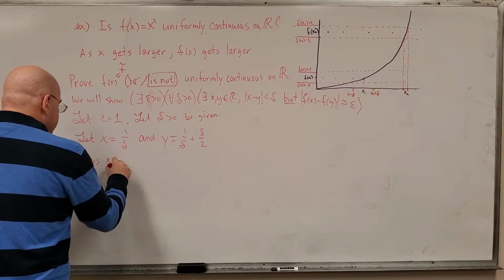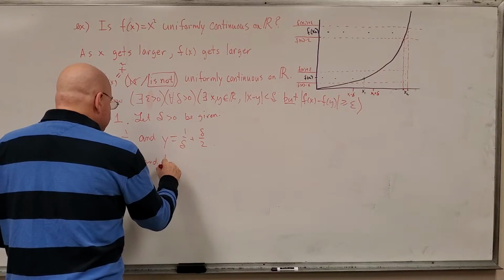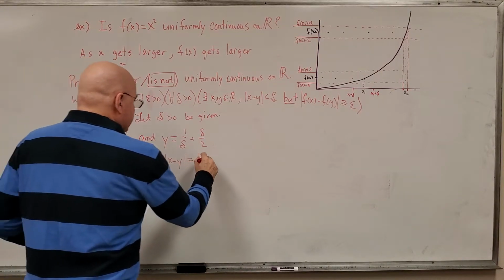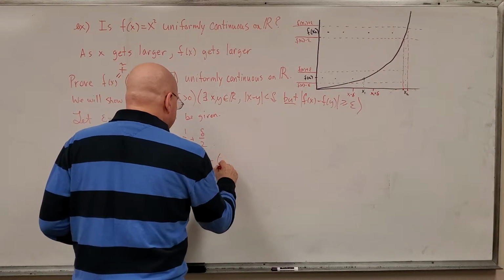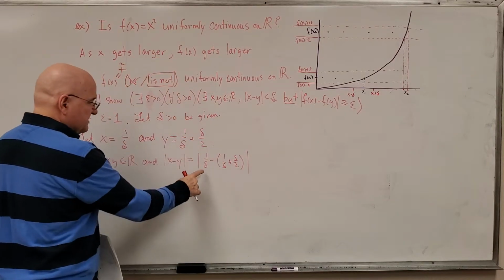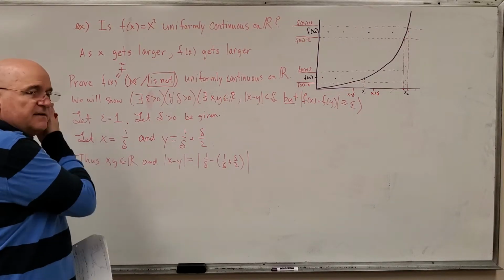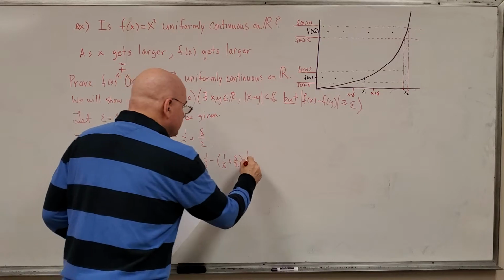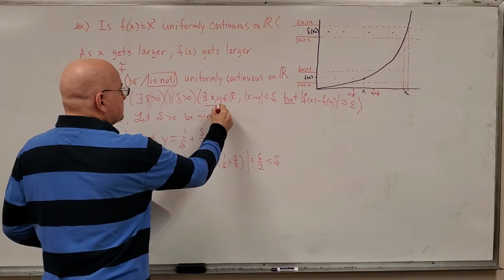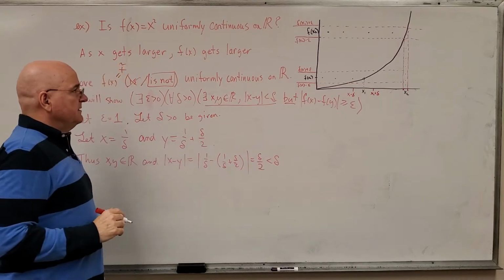Thus, x and y, they're both real numbers. And the distance between x and y is equal to 1 over delta minus, in parentheses, 1 over delta plus delta over 2. This is just x minus y. The 1 over deltas cancel out. We're left with negative delta over 2 in absolute values. So that's just delta over 2, which is less than delta. So this is completely true. We chose an x and a y whose distance is less than delta.